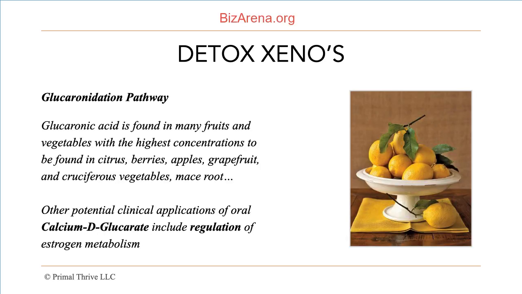The next pathway is glucuronidation. For this, we will need glucuronic acid, and this is found in fruits and vegetables. So, where can we find it? In all kinds of citrus fruit, like lemons, grapefruit, oranges, but also in berries and apples. Regarding vegetables, we find it in cruciferous vegetables such as broccoli, maca root, etc. And another application is to take oral calcium D-glucarate as a supplement, and this can increase the rate of estrogen metabolism, so the detoxification of estrogens. I would, of course, focus on getting in healthy fruits and vegetables.